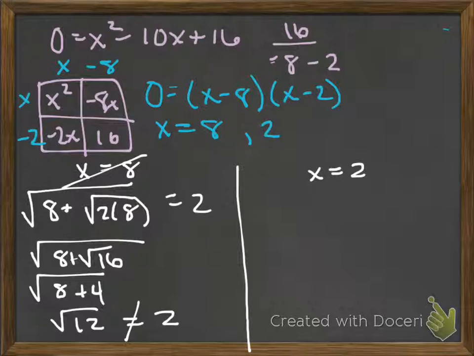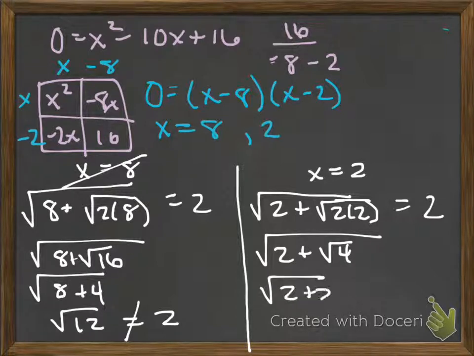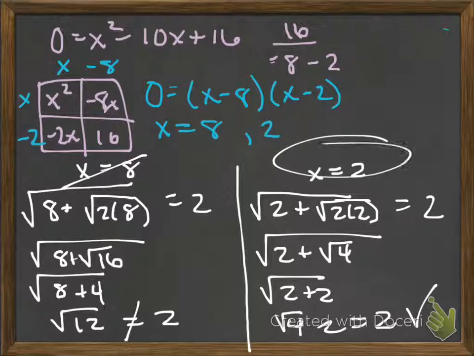Now I need to check positive 2. So I have 2 plus the square root of 2 times 2, and I need to determine if this equals 2. So I have 2 plus the square root of 4. The square root of 4 is 2, so I have 2 plus 2. 2 plus 2 is 4, square root of 4 is 2, and 2 definitely equals 2. So my solution would be x equals 2.